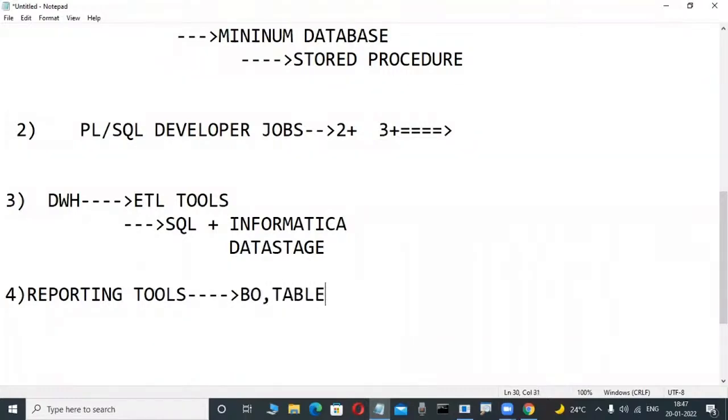Tableau, QlikView. These types of tools make it an easy way. So they are getting jobs, and minimum basic SQL knowledge is required. Those persons are also learning these courses.